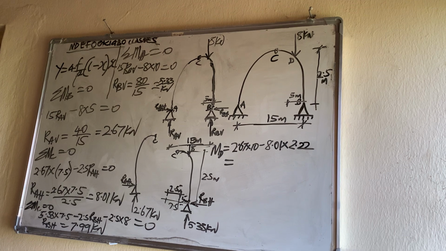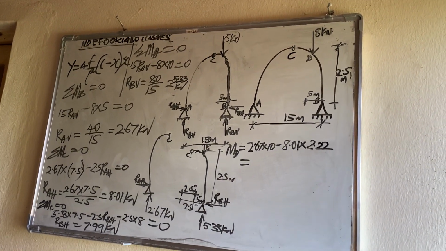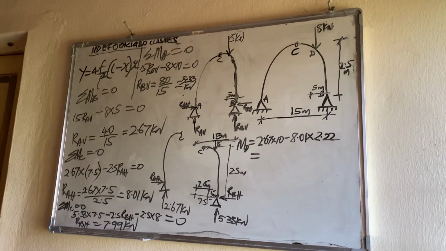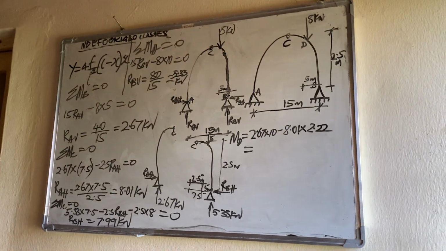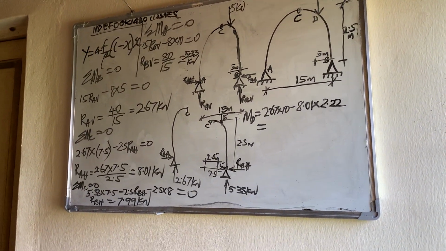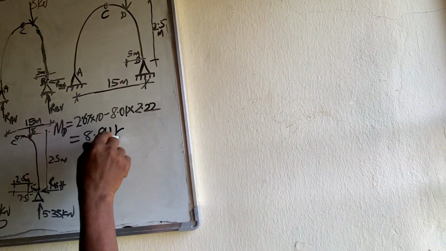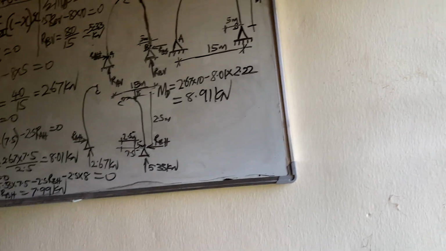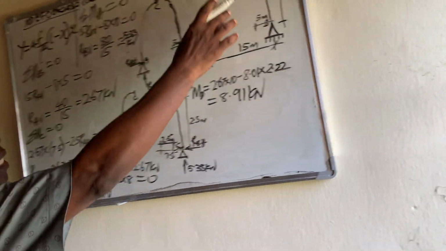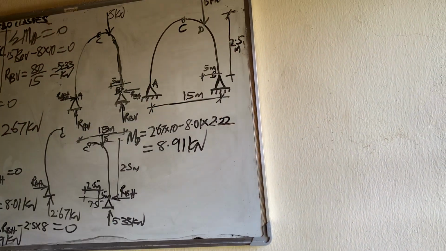So at that point D, we got the moment to be 8.91 kilonewton-meters. That's the moment at point D.